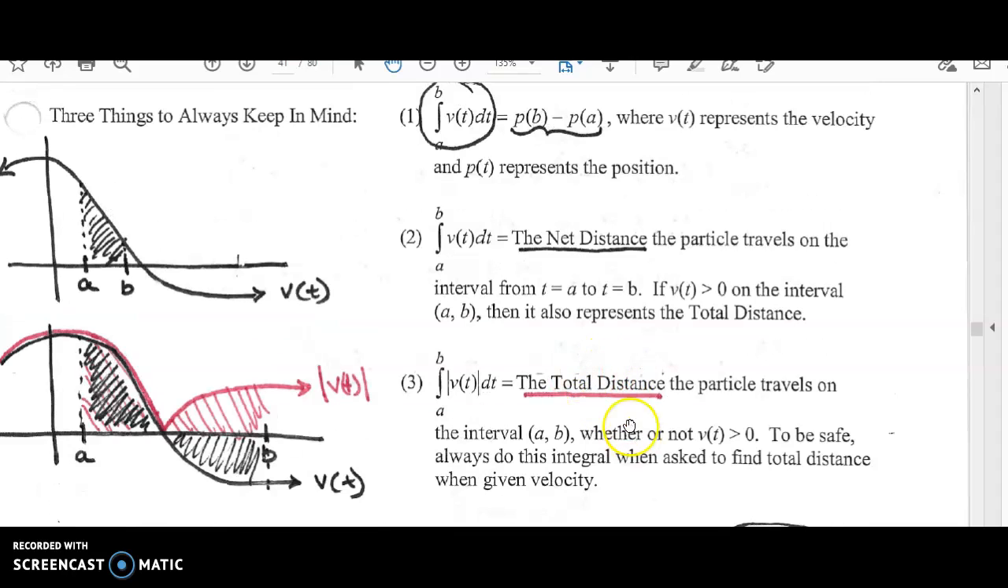And if you want to pause the video and draw a few pictures here to try and explain why we want to do the absolute value, I thought it'd be better if I just showed you the picture. So what's in black on this picture is showing the net distance, and what's in red is showing the total distance. And hopefully I did some work trying to explain that.